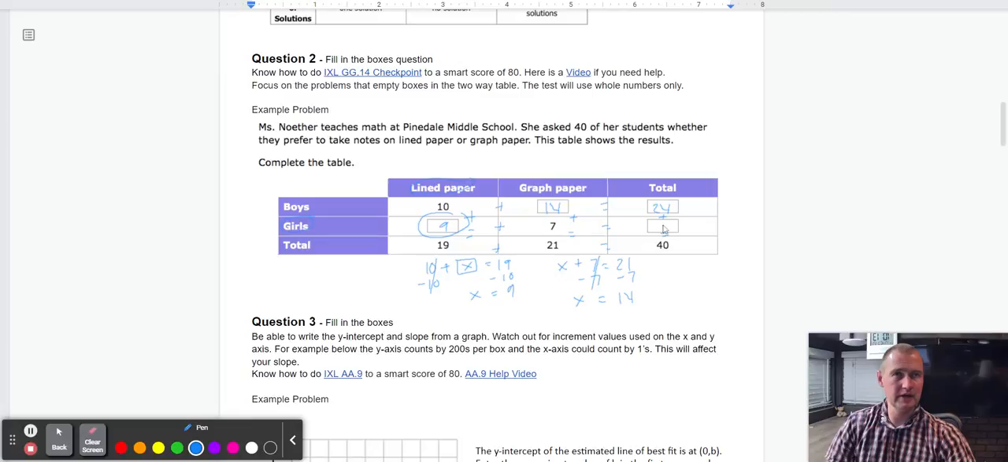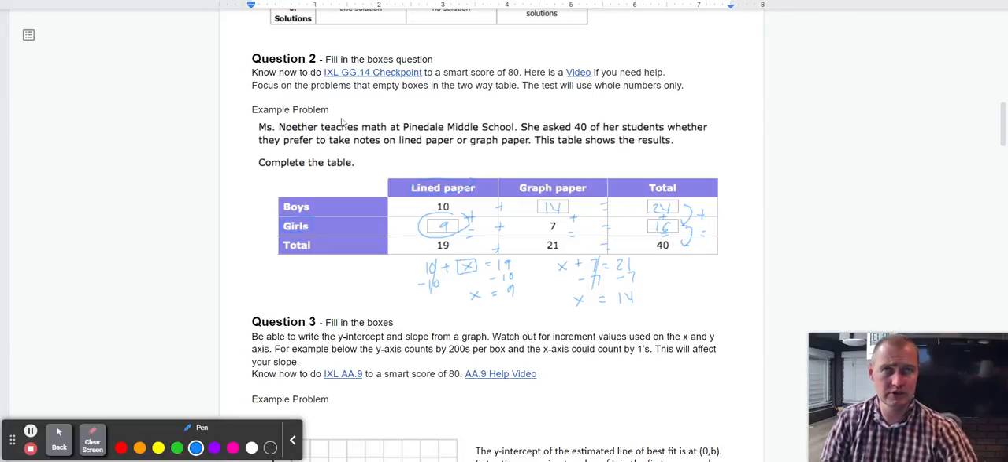And for my last box here, I can either use 24 plus x equals 40, or even simpler, you can use 9 plus 7 equals something. Let's see, 9 plus 7 is 16. Now, one way to check it is, does 24 plus 16 equal 40? See, 24 plus 16 does equal 40, so we know we're good. And that's really all there is to the problem.